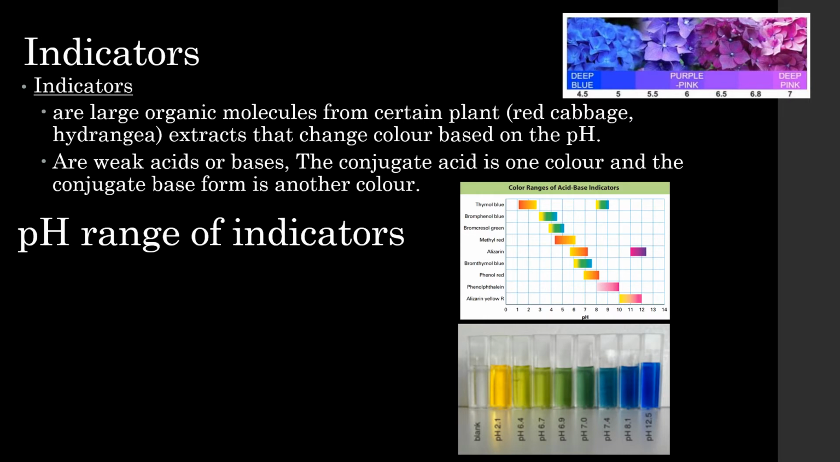Now, indicators are weak acids or bases. The conjugate acid is one colour and the conjugate base is another colour. So there are different pH ranges of indicators.